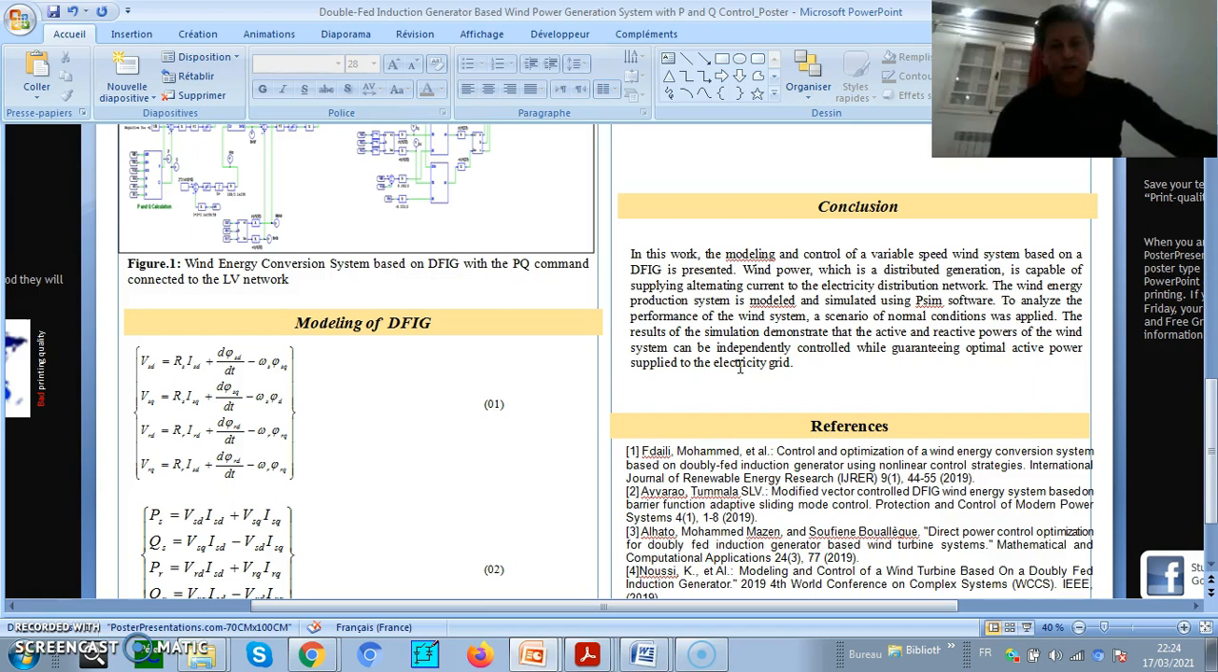To analyze the performance of the wind system, a scenario of normal conditions was applied. The results of the simulation demonstrate that active and reactive powers of the wind system can be independently controlled while guaranteeing optimal active power supplied to the system.